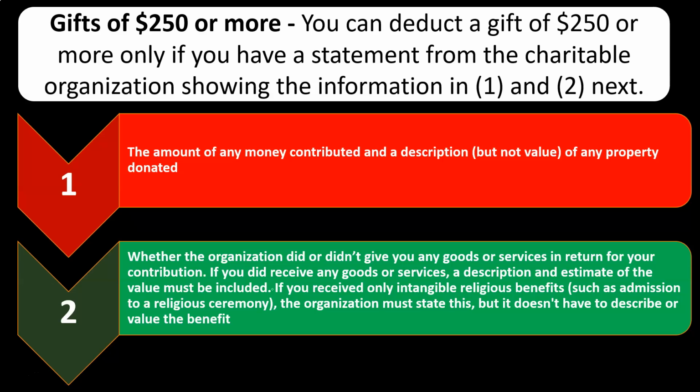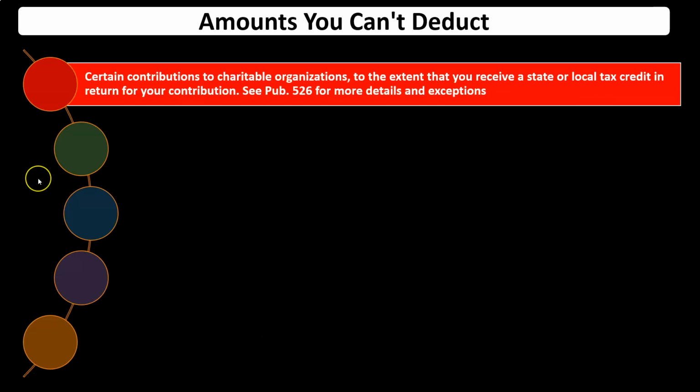If you receive only intangible religious benefits, such as admission to a religious ceremony, the organization must state this, but it doesn't have to describe or value them. Limit on amounts you can't deduct: certain contributions to charitable organizations, to the extent you receive a state or local tax credit in return for your contribution. You can see Publication 526 for more details and exceptions.